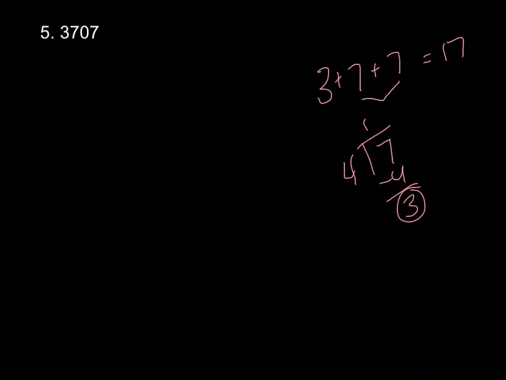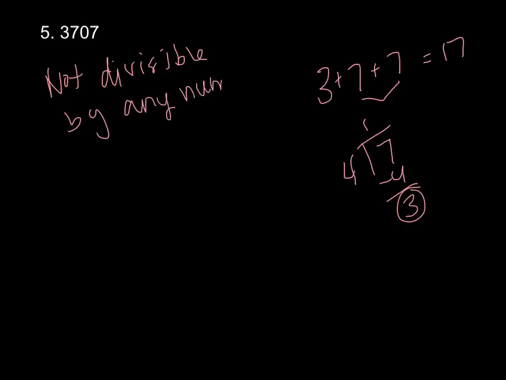So we would write not divisible by any number. Sorry, this is like a crazy looking S. Not divisible by any number because none of our numbers go into 3,707. All right, now we have a new concept on the next page, so get your notebooks ready. You should be writing all of this down anyways, but this is another very important concept.